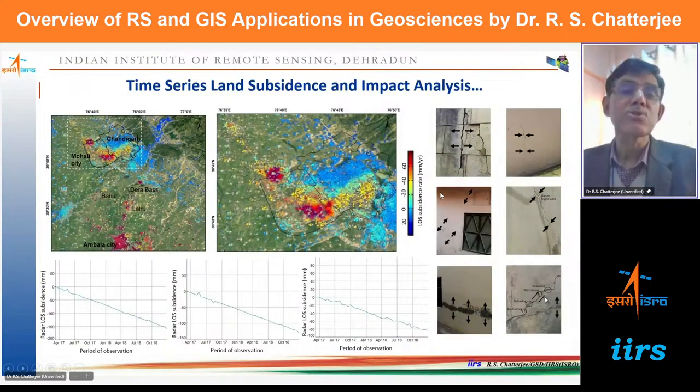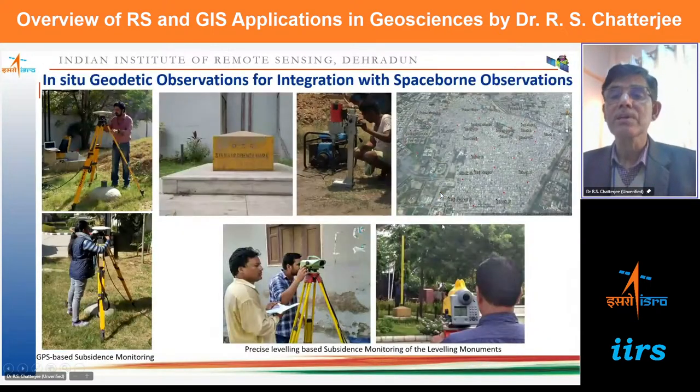Now, there are different kinds of in situ geodetic observations, and integration with spaceborne observation is important. Like here, our team is working on GNSS observations. This is our subsurface instrumentation and this is the GNSS monument over which we are studying. And there are small monument benchmarks we have developed, hundreds of benchmarks we have generated, and this is the permanent benchmark. This is a Survey of India benchmark.